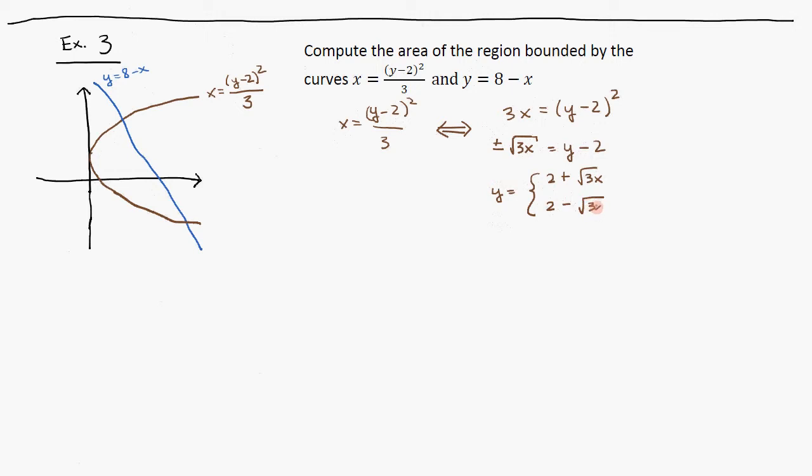The reason that there's two functions for y is that if I look at this curve here, it's not really a function. You can separate it into two pieces. So if I cut it in the middle, the top piece is given by the function 2 plus square root of 3x, and the bottom piece is given by 2 minus square root of 3x.